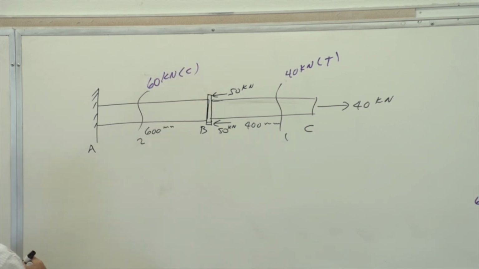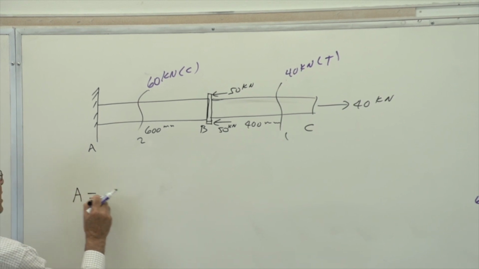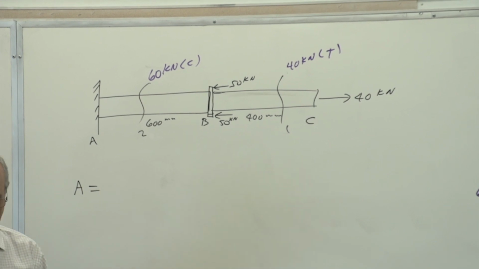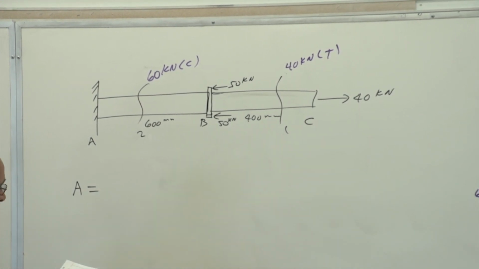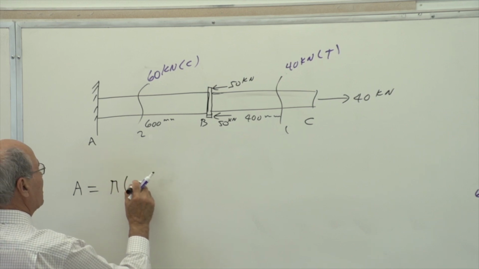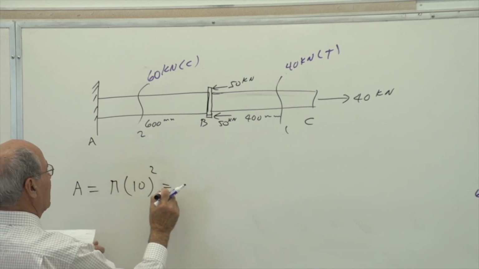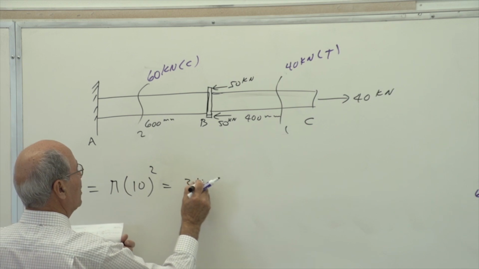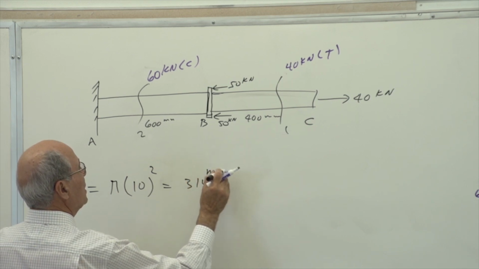Now, the delta is very simple. First of all, in order to calculate the delta, I need the area. What's the area? Look at that. It is a circular rod, so it is pi times radius, which is 10 millimeter to the power of 2, so it becomes 314 millimeter square.